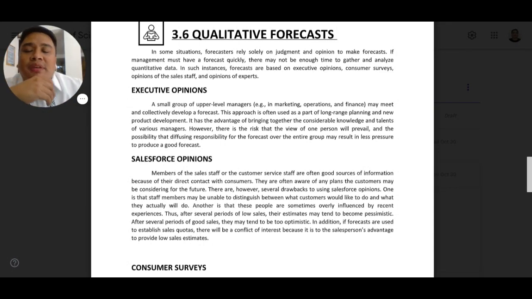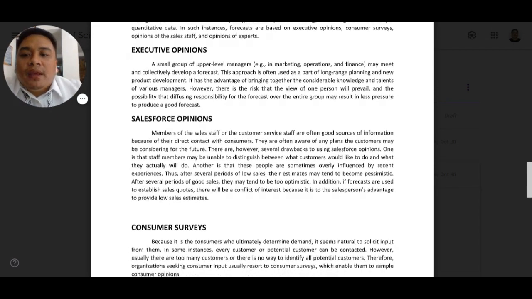Many business organizations do the same. They base it on that certain decision, and it becomes, oh, that is his decision, so that is what will happen. Okay? So those are what we call executive opinions.